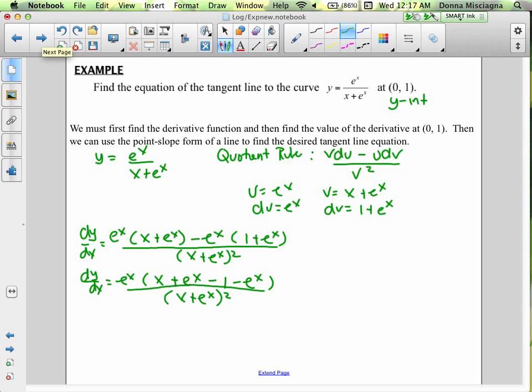All right, so, well, e to the x minus e to the x, that's going to be 0. So now this is dy dx equals e to the x times x minus 1 all over x plus e to the x squared. All right? So now we need to find the slope, so we're going to plug in 0, x is 0. So let's plug in 0 to find the slope of the tangent line.